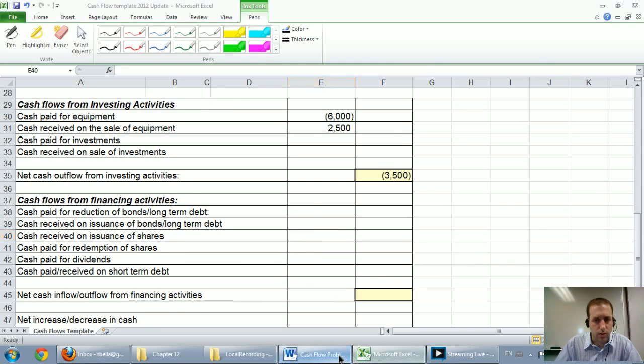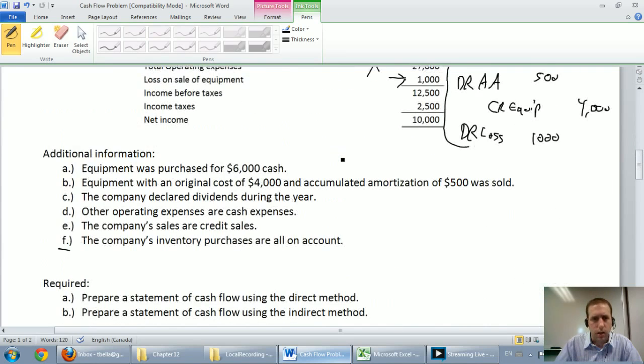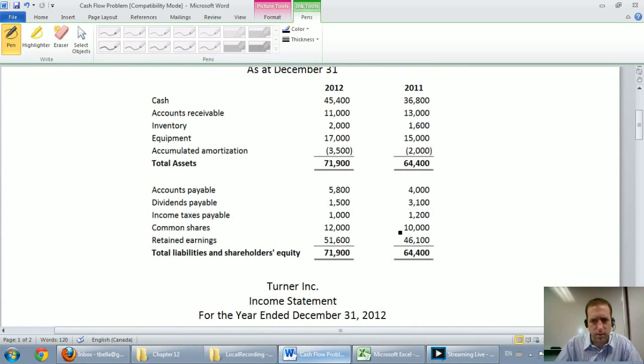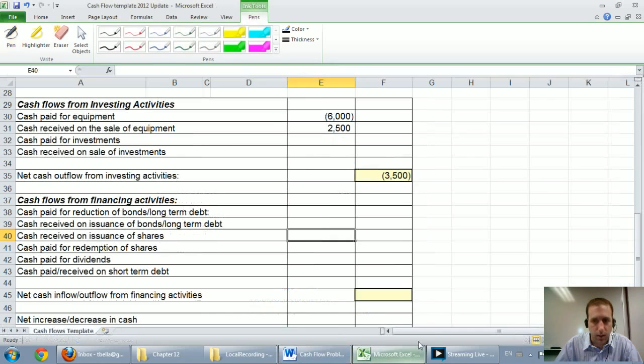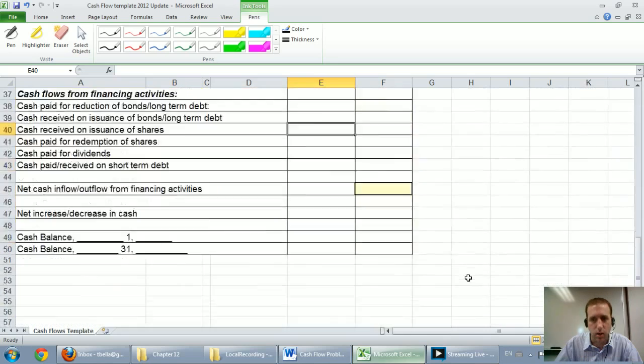Cash received on the issuance of shares. So in terms of shares, looks like we issued $2,000 of shares. It doesn't say if we issued them for cash, but I'm going to make that assumption. If it hasn't said we issued them for something else, I'm going to assume it was for cash. So we went up by $2,000 in common shares. That means we got cash and we issued more common shares. Our equity went up, and again, when I look at my little cheat sheet at the top here, if shareholders' equity goes up, cash goes up.